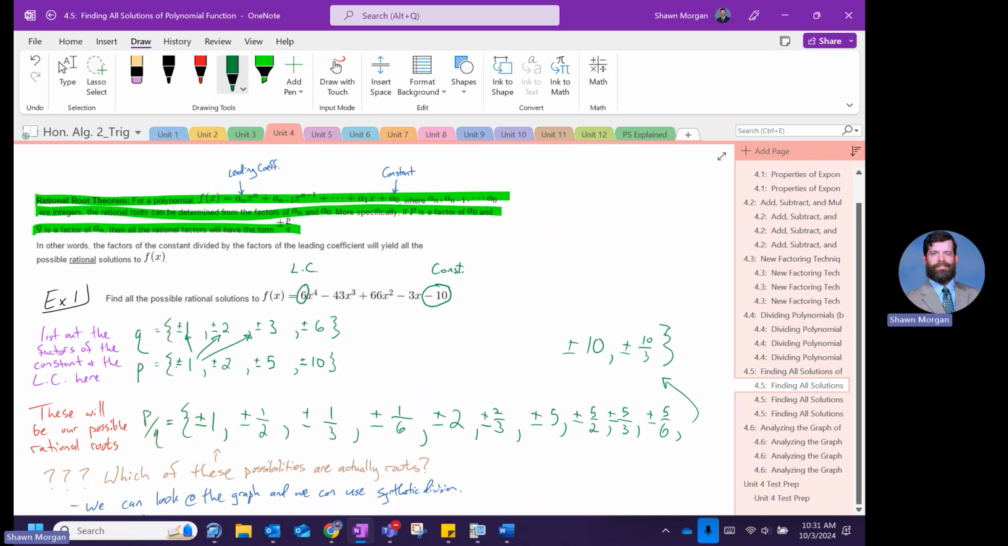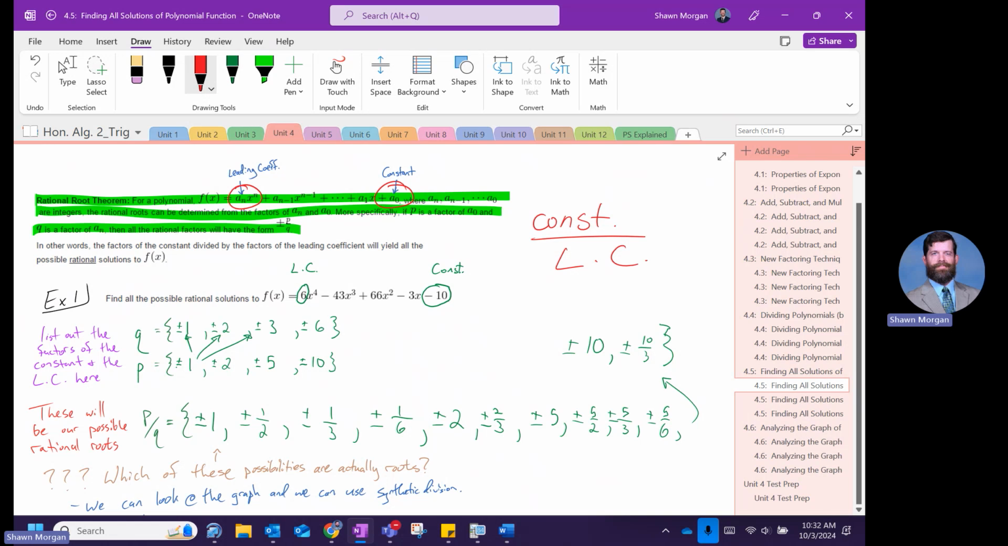Make sure everybody understands. P is your list of factors of the constant. Q is your list of factors from the leading coefficient. And so here's how we'll fix it right here. It's going to be constant over leading coefficient, A naught over A1. That's going to be how we comprise our list.